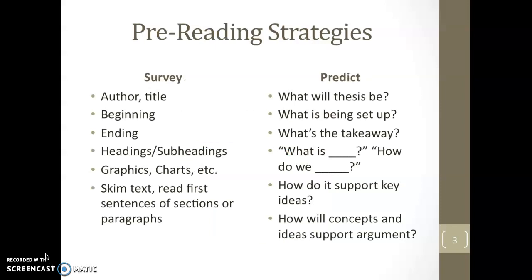And this is what pre-reading looks like. So you're trying to survey, to take a look at what's coming, and then you're trying to make predictions. That's the active part. Okay, so here's what I mean by that.